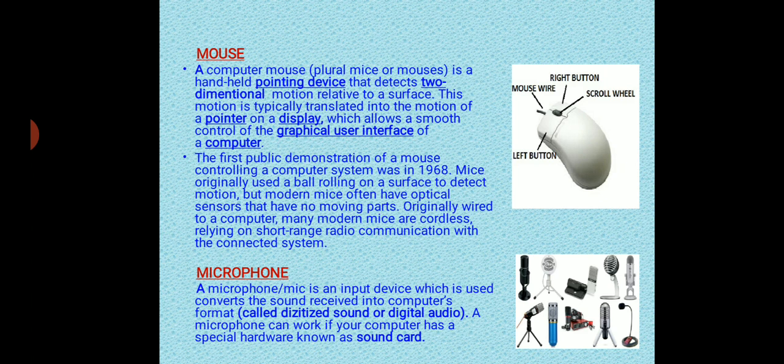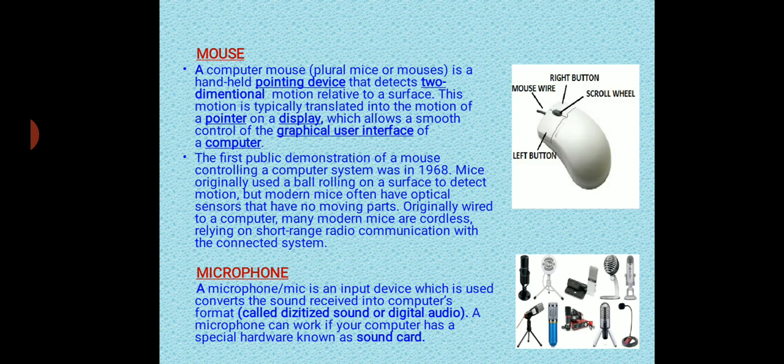What happens with that? The light will emerge on the surface and then reflect back to the emitting point, and accordingly it will reflect towards the movement wheel, and in the corresponding direction the mouse pointer will be moved. Suppose you are moving the mouse to the left side, the pointer will move to the left side. It works on a graphical user interface, GUI, on the computer, normally on the Windows operating system.